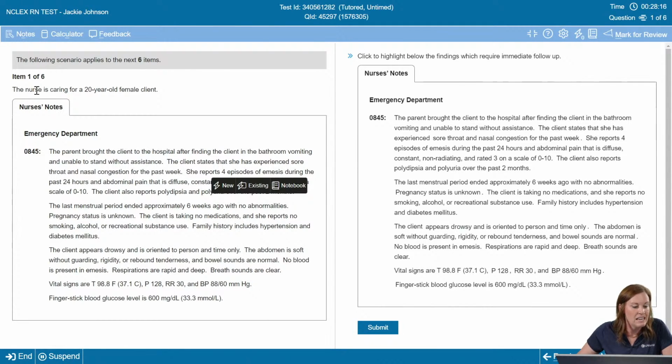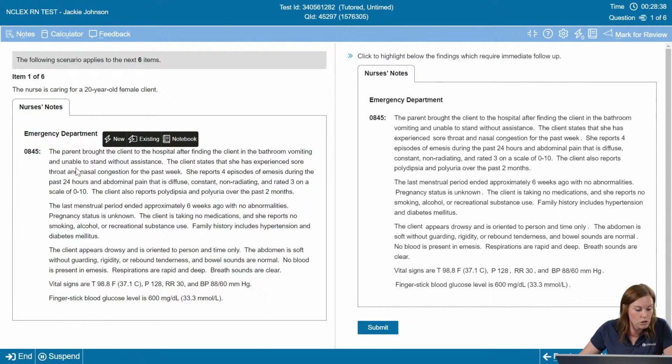Okay, anyways. The nurse is caring for a 20-year-old female client. We're in the emergency department. We know this is a critical situation. So reading this, the parent brought the client to the hospital after finding the client in the bathroom vomiting and unable to stand without assistance. The client states that she has experienced sore throat and nasal congestion for the past week. She reports 4 episodes of emesis during the past 24 hours and abdominal pain that is diffuse, constant, non-radiating, and rated 3 on a scale of 0 to 10. The client also reports polydipsia and polyuria over the past 2 months.